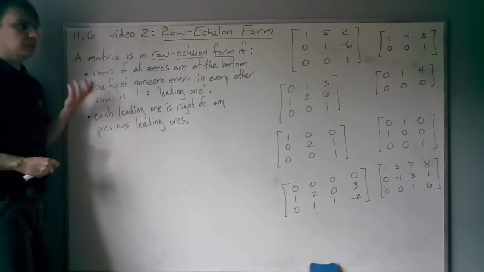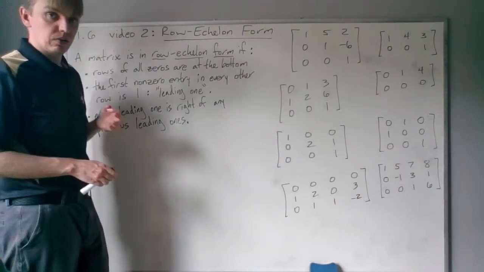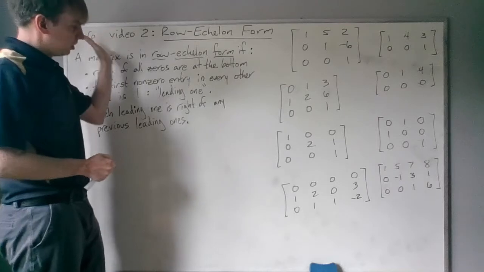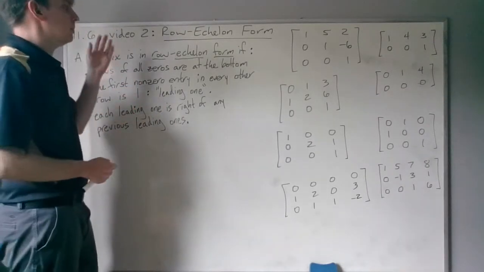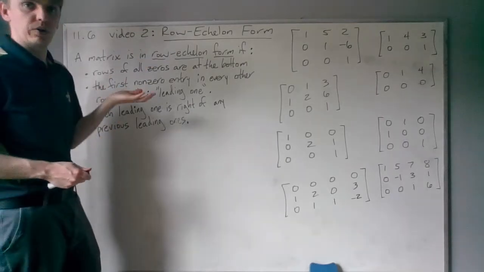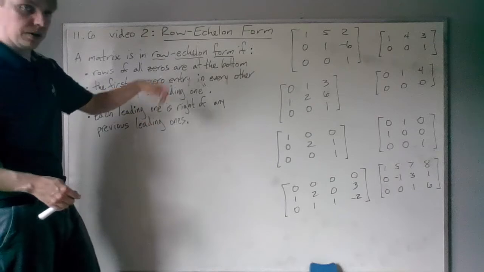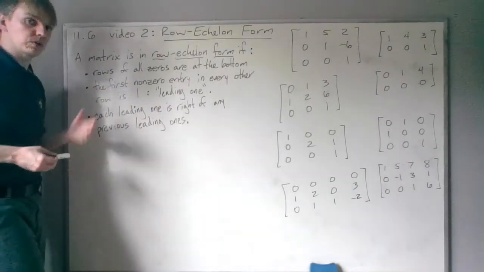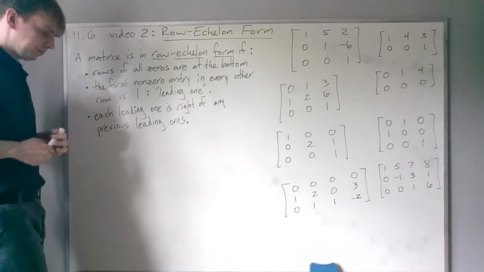So basically, if I circle the ones that are the first entry that is not 0 in their row, then they should be marching in order. That's what echelon means, marching or in order, and so row echelon means our rows are in order. Okay, so let's look at all these matrices I already wrote up on the board and talk about which ones are in row echelon form, which ones are not in row echelon form.